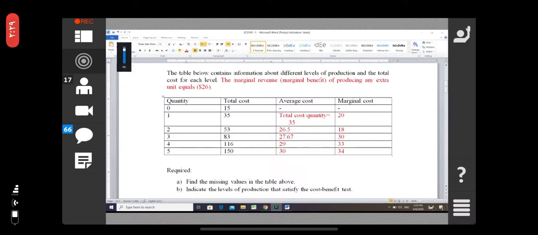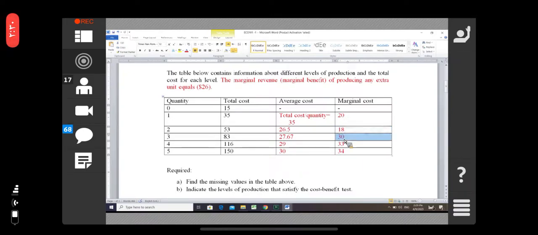In the question, marginal revenue, which is the marginal benefit of producing an extra unit, is equal to 26. So where should we stop? At quantity 2. Let's see. 26. So yes, I will stop at quantity 2.